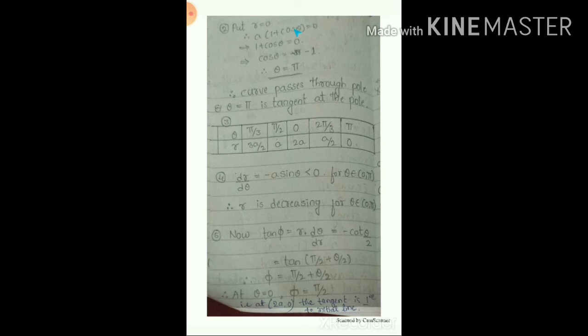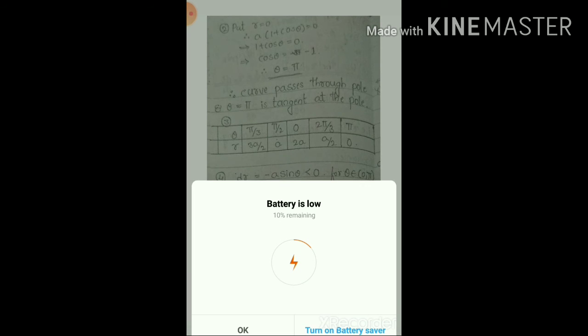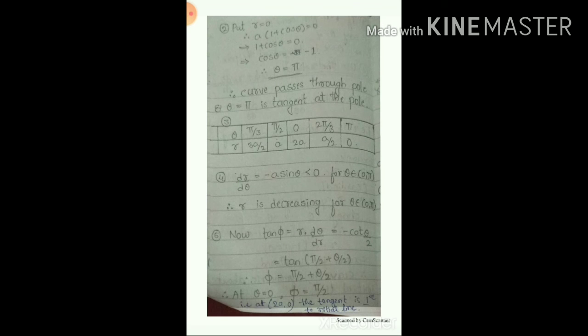After that, put r is equal to 0. Means for what value of theta we will get r value 0, we have to find out. For that, first put r is equal to 0. Therefore, a times (1 plus cos theta) is equal to 0. This implies 1 plus cos theta is equal to 0, cos theta is equal to minus 1. Therefore, theta is equal to pi. Means for pi, cos pi gives minus 1. Therefore, the curve passes through the pole and theta is equal to pi is the tangent at the pole.